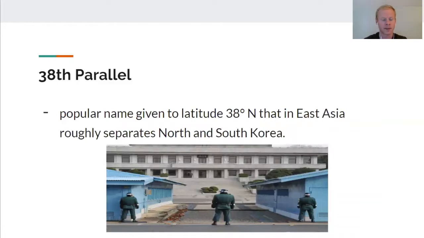38th parallel is the popular name given to the latitude line 38 degrees north that in East Asia roughly separates North and South Korea. So that's the line that we saw on that map a couple slides ago. This is what it actually looks like in person. The soldiers close to us are South Korean soldiers. The building across that little divided area is North Korea. There are constantly soldiers watching this space to make sure that no one crosses it. And it's called the demilitarized zone.